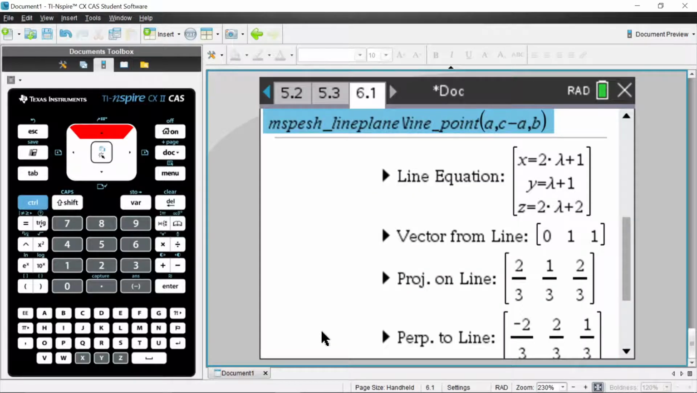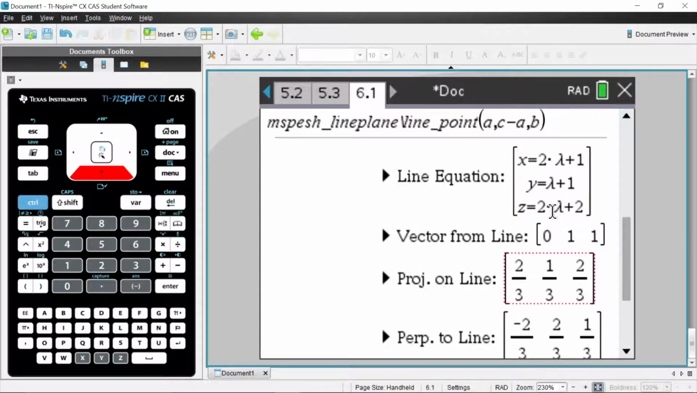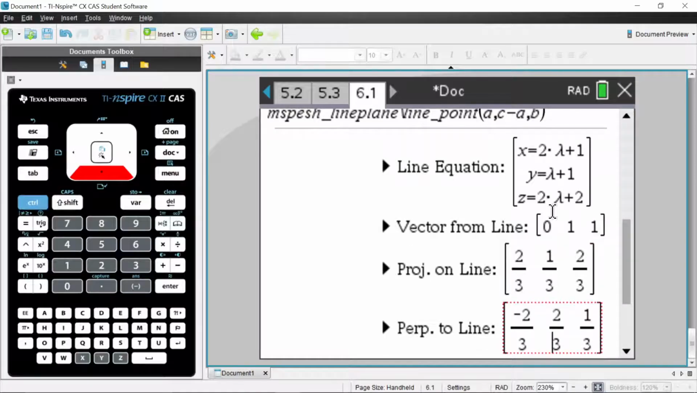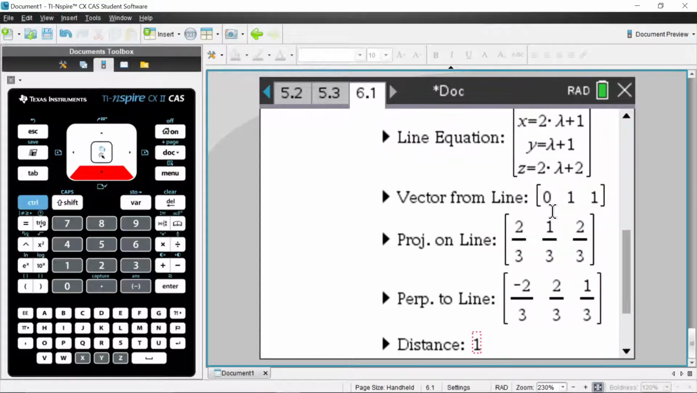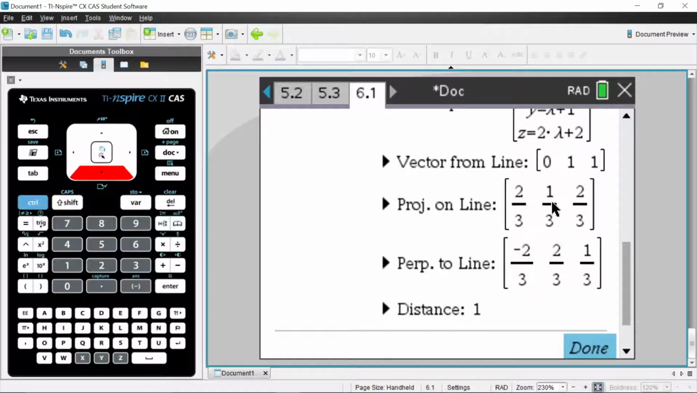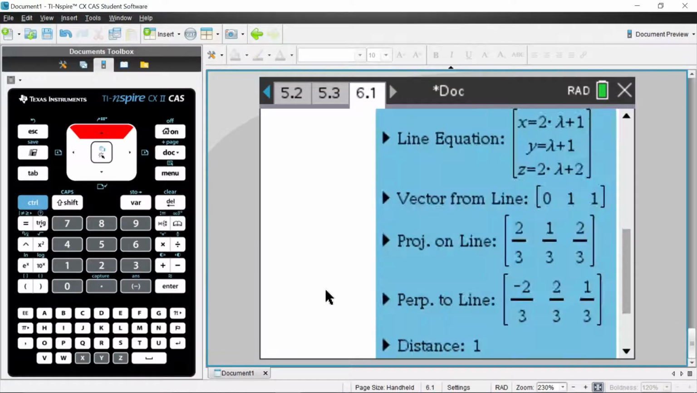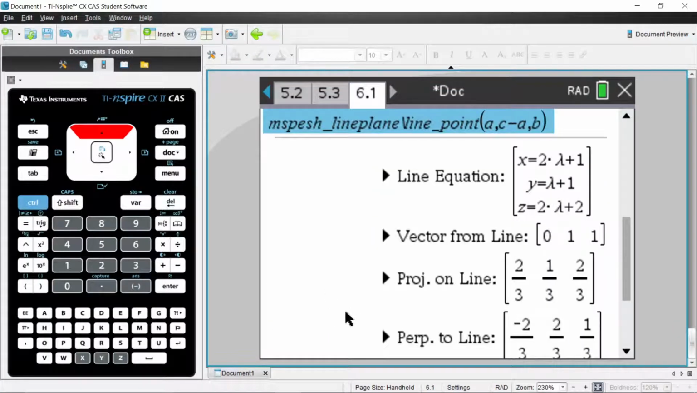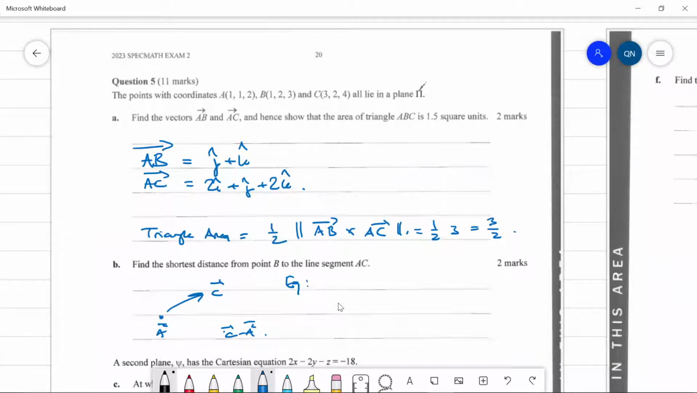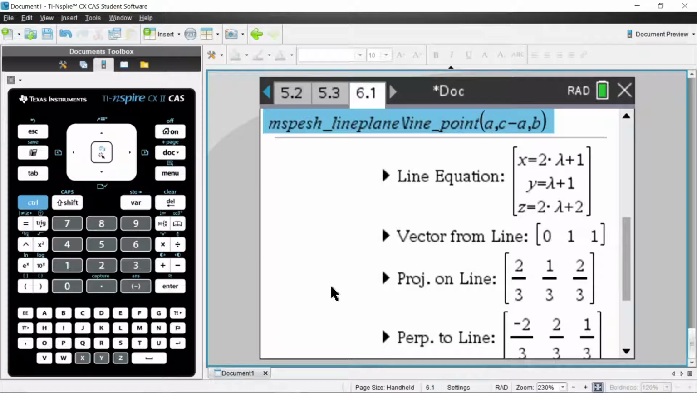And let's do a bit of working out as well. So here's the line equation that we're working with. The vector from the line, we've got the projection, the perpendicular vector, and so on. So here's the line. The equation of the line is going to be, let's see. Do I want to do that?